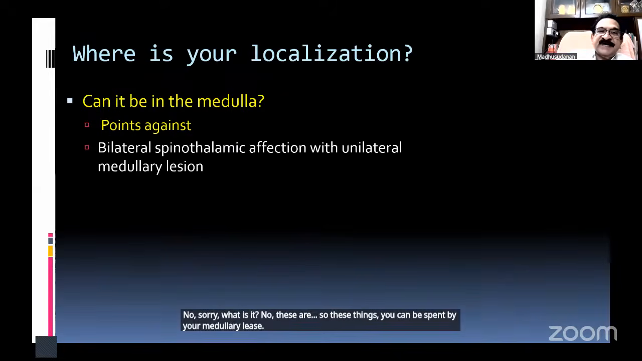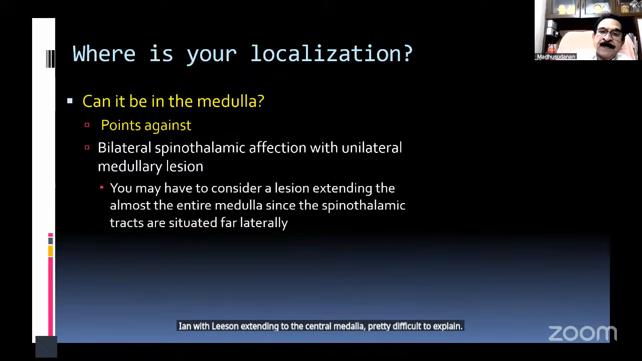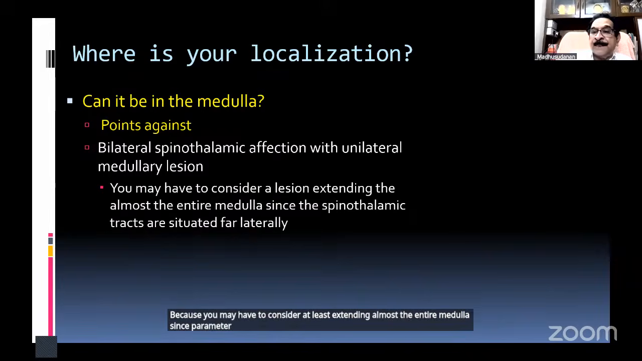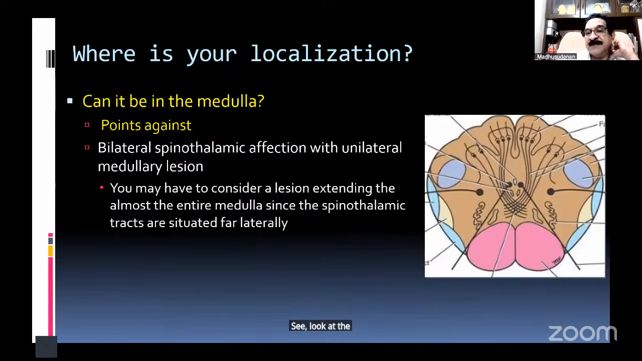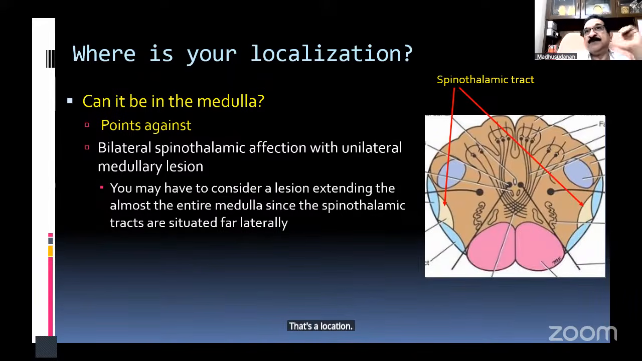But what are the points against? Bilateral spinothalamic affection with unilateral medullary lesion is very odd. Even with lesion extending to the central medulla, it is very difficult to explain, because you may have to consider a lesion extending almost the entire medulla since spinothalamic tracts are situated far laterally. See, look at the orientation of the spinothalamic tract. That's the location. If both tracts have to be implicated, the lesion has to be extensive, crossing from one side to the other. So that's the point against the medulla in this patient.